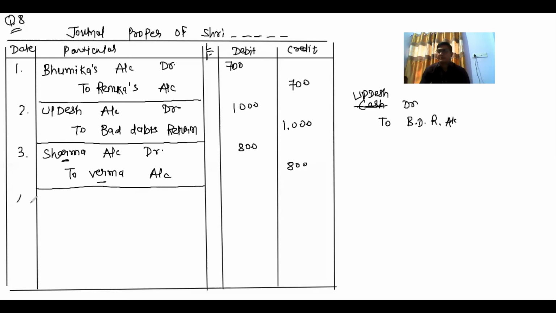Point number 4. Rupees 1200 paid for insurance premium which is debited to drawing account. Actually the insurance premium account should be debited, but by mistake they have debited drawing account. So now drawing account credit and insurance premium account debit. Amount is 1200.